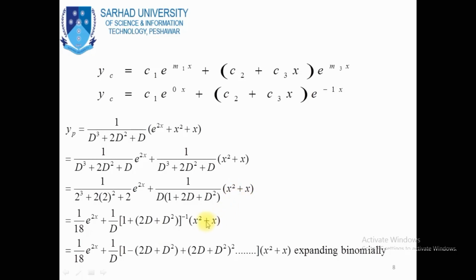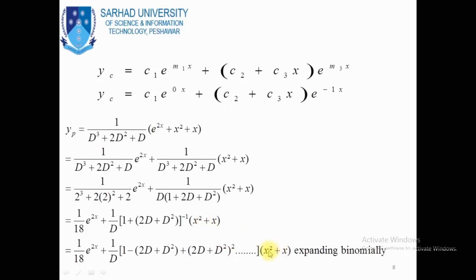Binomial expansion, operating on the given polynomial x square plus x. Now expand this term binomially. 1 plus nx, where this is n, and 2D plus D square represents the x term. So n is -1: 1 plus nx plus n(n minus 1) divided by 2 factorial. After expansion, n is -1, so -1 into -1 minus 1 gives -2, and the 2 is cancelled with 2 factorial, and x square, where x is actually the term 2D plus D square, whole square, and so on, operating on the given polynomial.